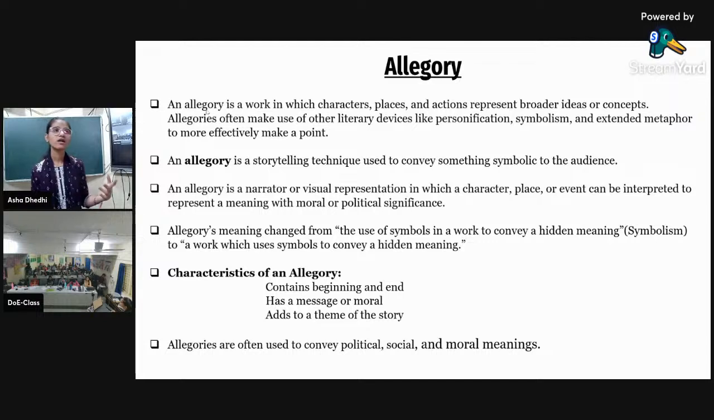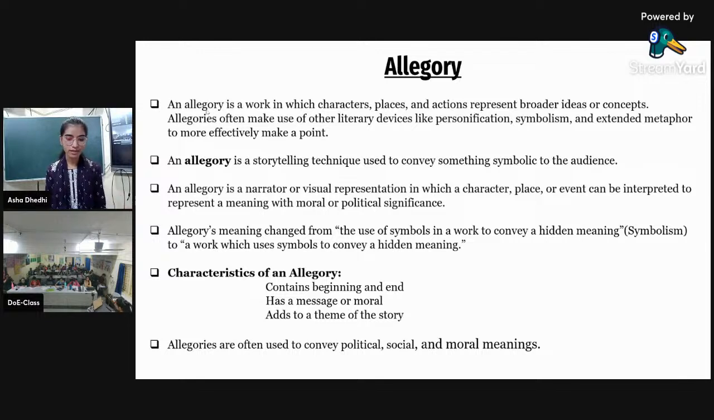So there are certain stories which we might have read in our childhood, like the stories of Panchatantra. All these stories can be considered allegorical stories because they are using certain animals, certain birds. And they are providing a kind of moral lesson at the end of the story, right? So all the allegorical stories have certain messages at the end of the story.